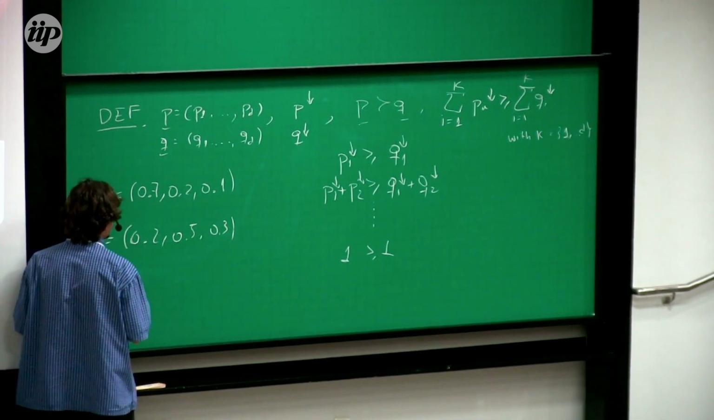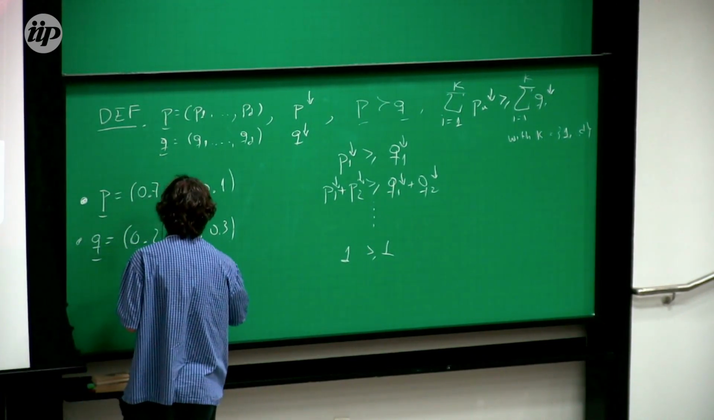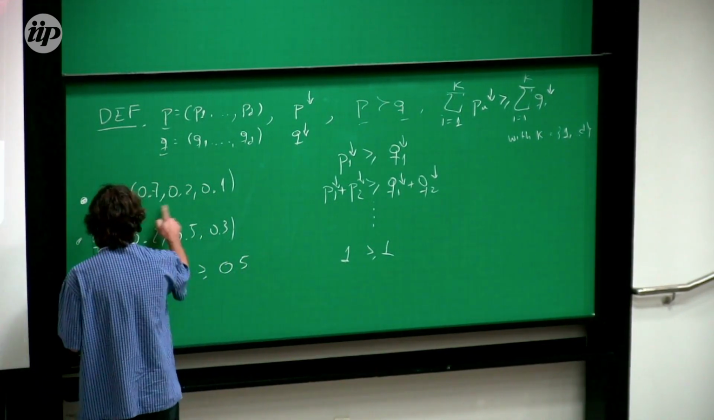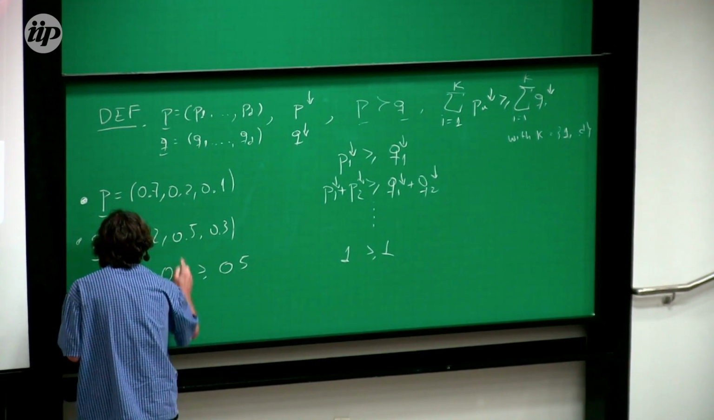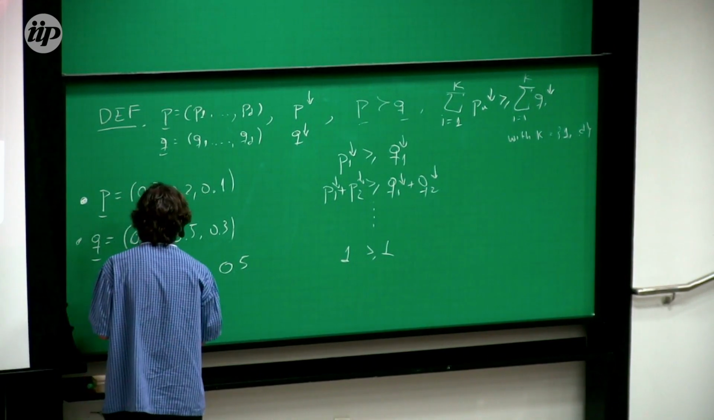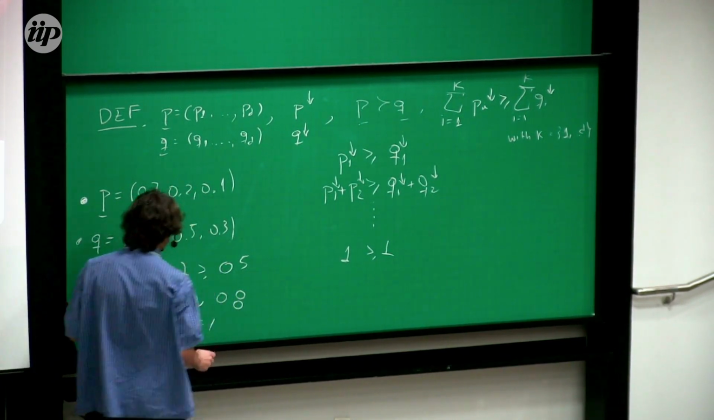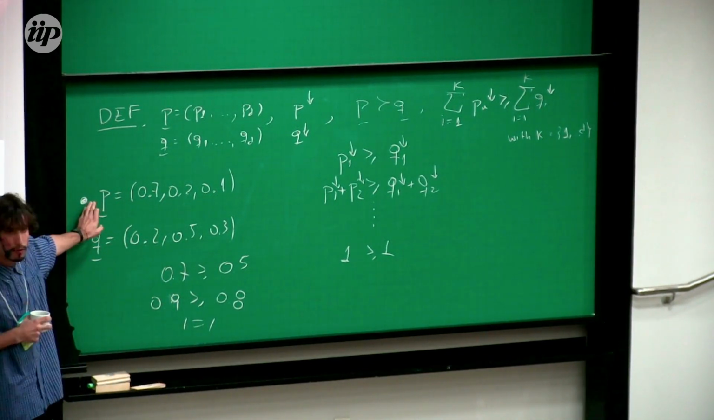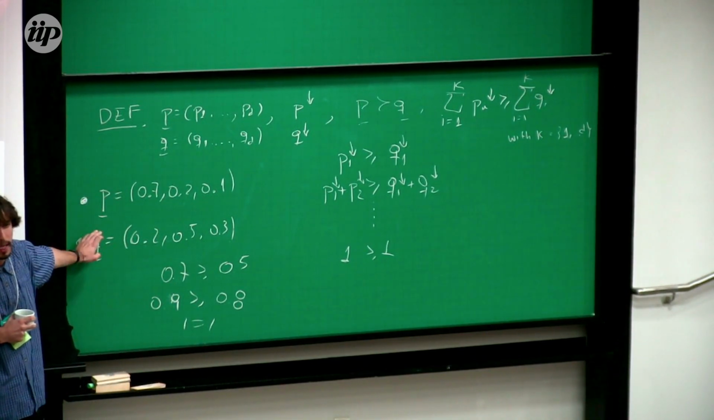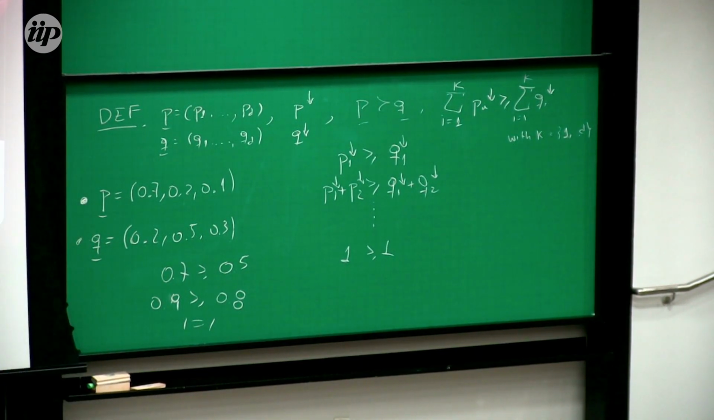And now we compare entry-wise, right? So 0.7 is larger than 0.5. Now 0.7 plus 0.2 is 0.9, larger than 0.8, and then 1 equal to 1. So from this very simple example, we see that P majorizes Q. And if P majorizes Q, we know from this theorem that there exists a bistochastic matrix mapping P into Q.